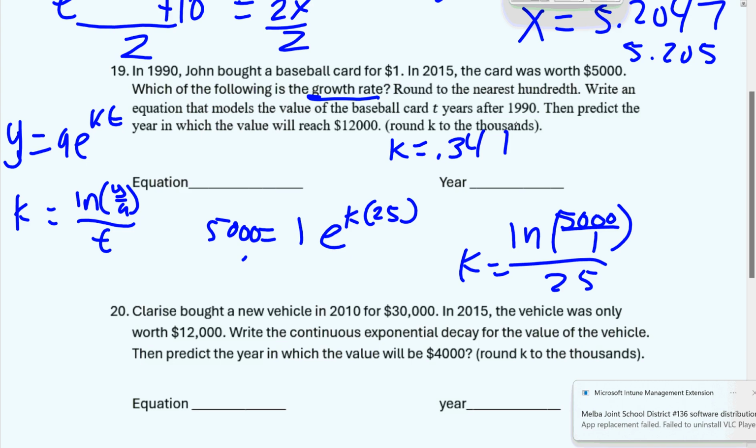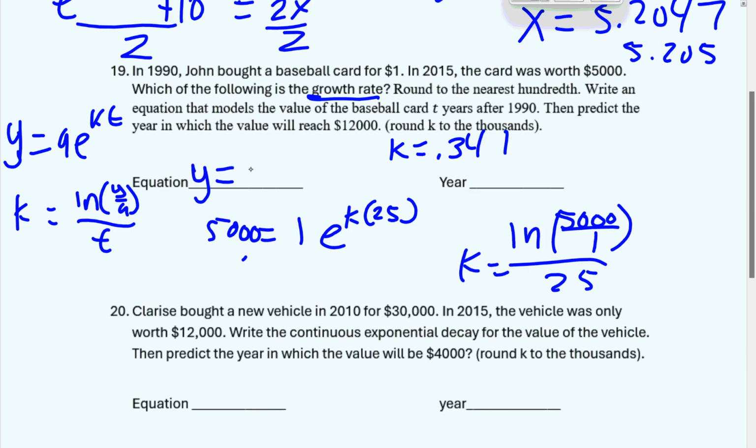Okay, now I want to use that to write my equation. So it's going to be y equals 1e. So I really don't need the 1 there, but I'll put it in there. e to my k, which is 0.341, times t. So that's my equation. Now I can predict the year when I want to reach 12,000, so I want to know when it is going to be 12,000 when my k is 0.341. I want to know the year, right?